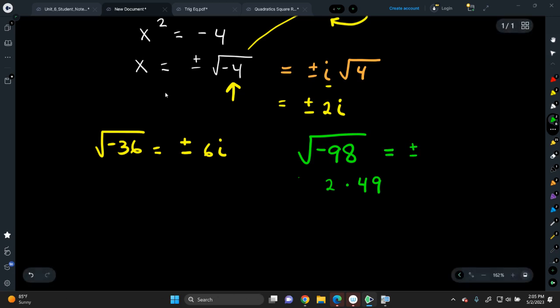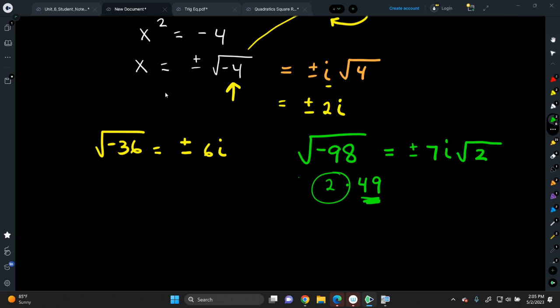Plus or minus? We're going to take the 7, right? Square root of 49 is 7. How about that negative sign? i. And then I'm left with a 2 inside the square root. You just leave the i out? Yes. Okay, I see. So this should be written 7 square root of 2, and the i should be on the end.